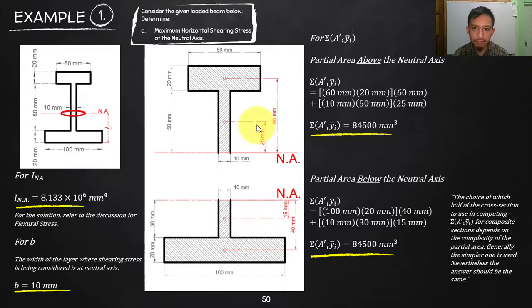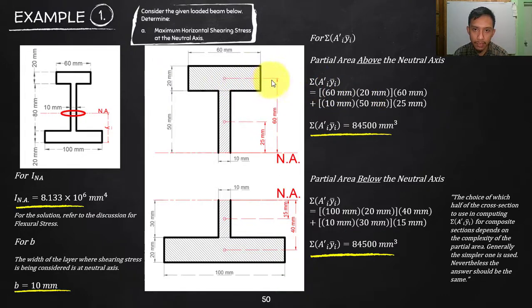Okay, focus on the top. Let me prove to you that this will be the same. So again, instead of A prime y bar, we need to summate all of the areas, since I need to divide this, I cannot do it once. Unless, of course, you find the combined centroid of these two areas, as a total area or as a single area with respect to NA. You can do that. But instead of doing that, it will be faster to just summate this A area times the y bar. So the area of the top is 60 times 20.